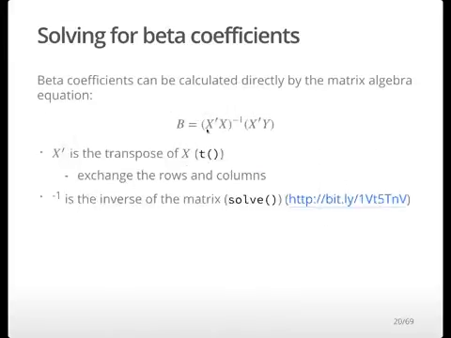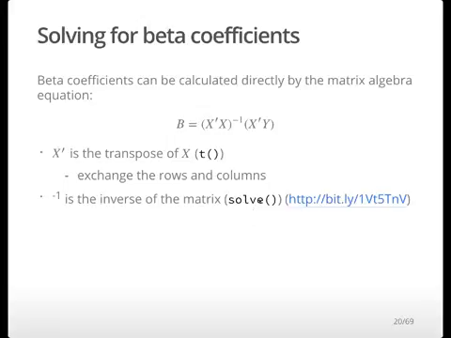All right, and here's the equation. This is it. It's deceptively simple. So x prime is just the transpose of x. You just flip the rows and columns. So x prime times x. So you transpose it, multiply it by itself. Matrix algebra, not regular. And then this -1 does not mean divide by 1. It's called the inverse of the matrix.